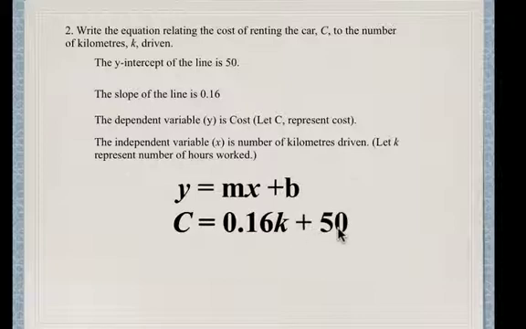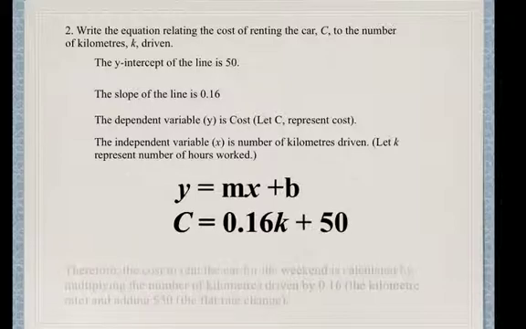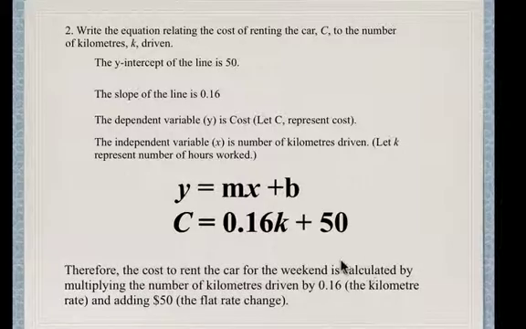So this is the equation of the line, and so therefore, the cost for renting the car for the weekend is calculated by multiplying the number of kilometers driven by 0.16, or the kilometer rate, and adding $50, which is the flat rate.